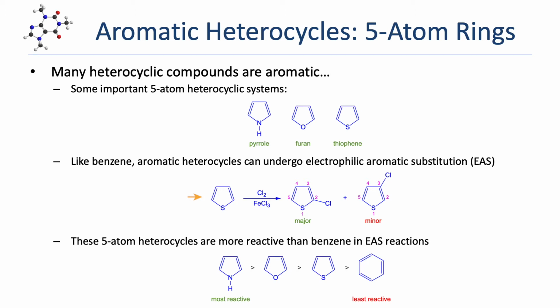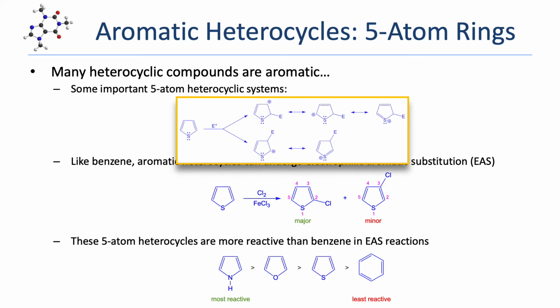In the reactions of 5-atom aromatic heterocycles, substitution is mostly seen at the 2 position. If we look at the first step of the EAS mechanism, we see that attack at the 2 position leads to a more stable intermediate with 3 resonance structures. Attack at the 3 position leads to a less stable intermediate with only 2 resonance structures. The regioselectivity is therefore kinetically controlled. The more stable intermediate formed from attack at the 2 position results in a faster reaction, producing more product.